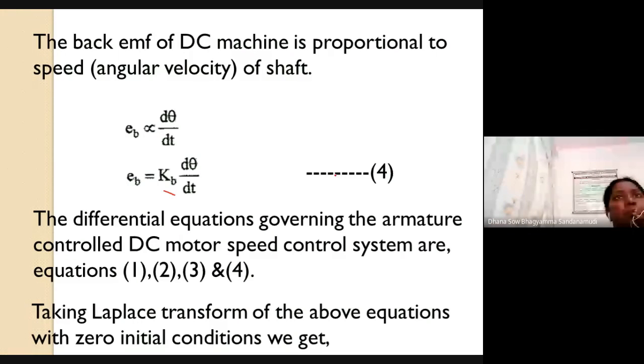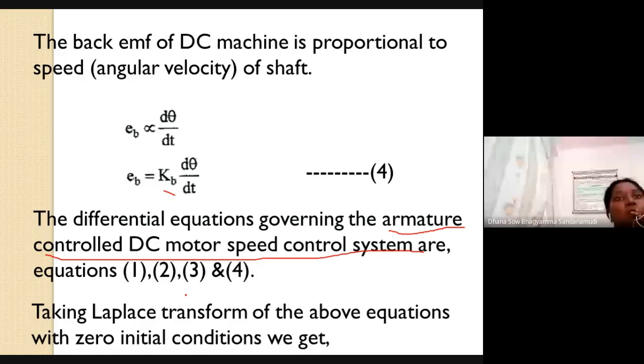So I've got 4 differential equations. All these 4 differential equations govern the armature controlled DC motor speed control system.